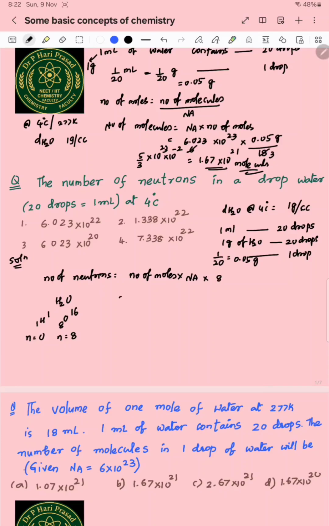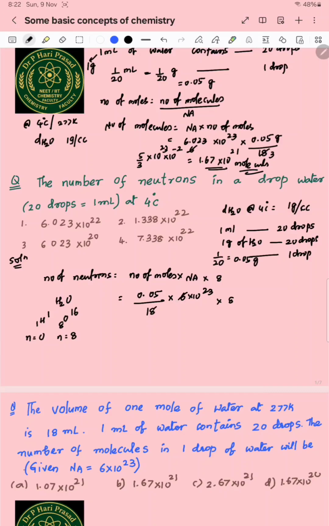8 only, right? Now number of moles is equal to what? Weight of one drop of water divided by molecular weight of water only. So the weight of one drop of water is equal to 0.05 gram divided by molar mass, which will be 18 only, into Avogadro number, which you can simply take, student, as 6 into 10 to the power of 23, into 8 only, right?